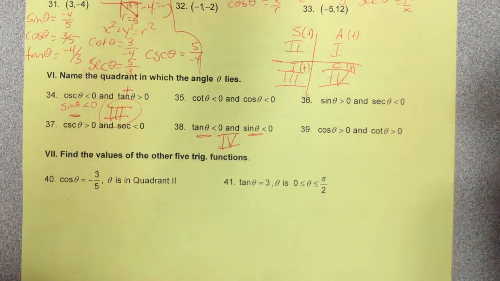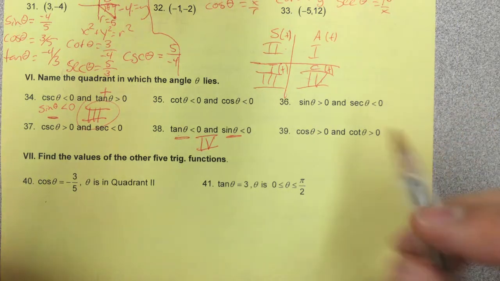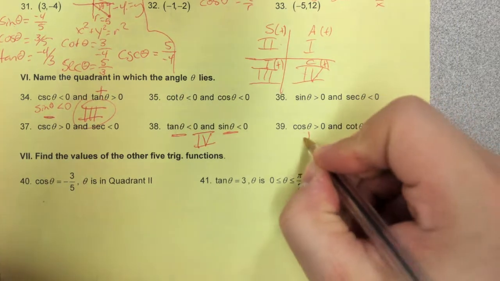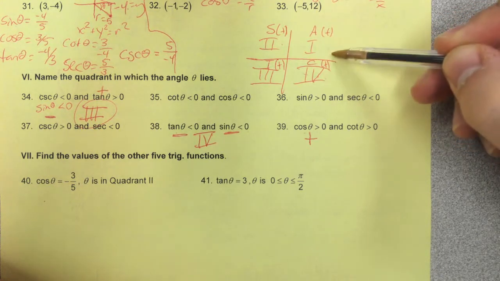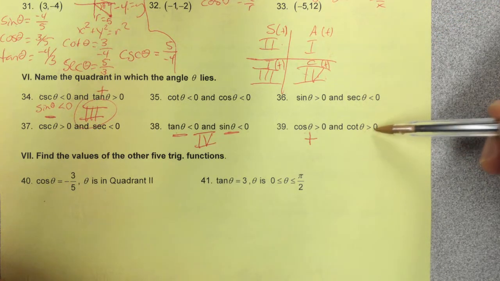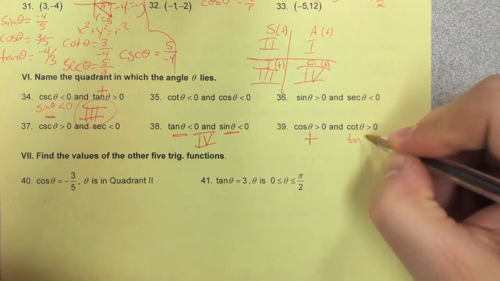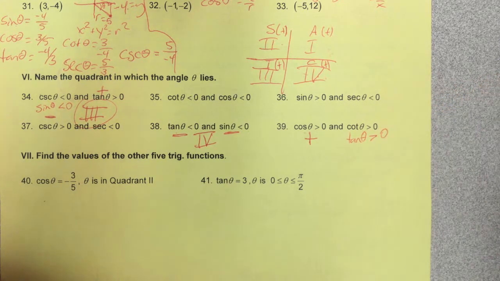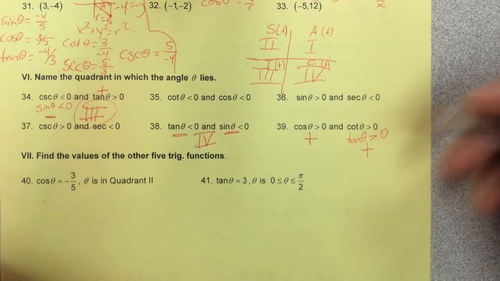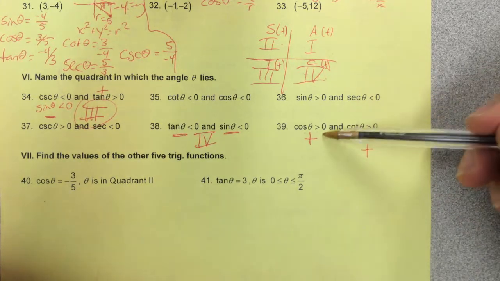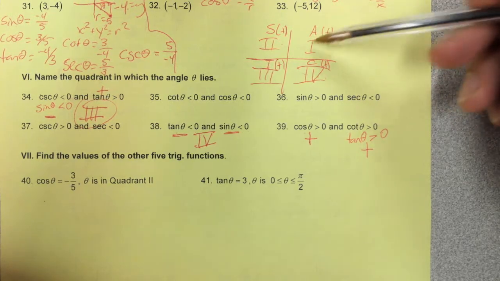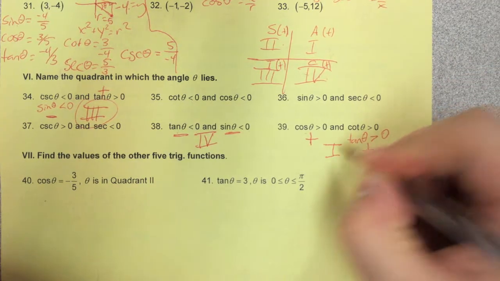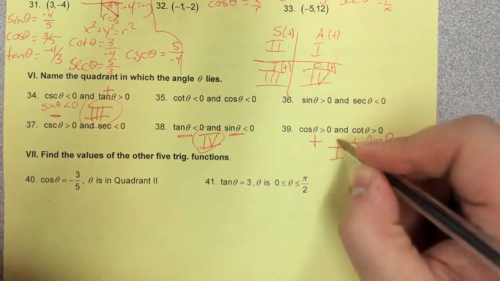Okay, let's just do one more. Let's see, cosine is positive, so this is greater than 0. So that could be anywhere in 1 or 4, these two. Then cotangent has to be greater than 0. Well, cotangent is going to go along the same lines as tangent, so tangent has to be positive too. So cosine and tangent both positive can only happen in the first quadrant. So that's why this one would be the first quadrant. Oh, I forgot to circle my answers. There we go.